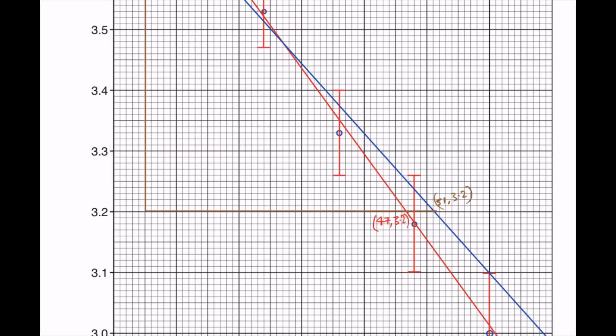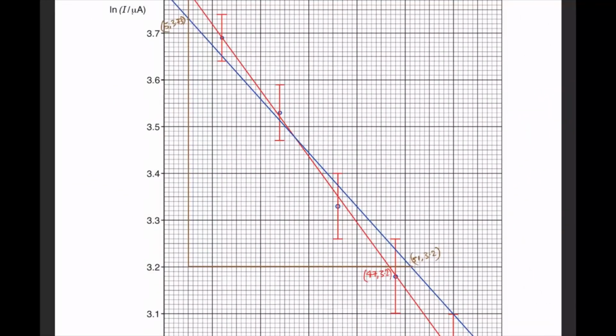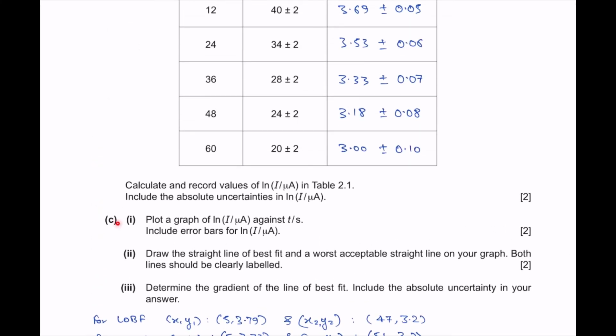So I have plotted this point as 3.33 at 36 seconds, and with the error bar 0.07. So 0.01, 02, 03, 04, 05, 06, 07, plus and minus as well. You can count 1, 2, 3, 4, 5, 6, 7. So 0.07 here also. In this manner you have to draw the error bar for each of the values given in the table 2.1. So the C1 part we have done.